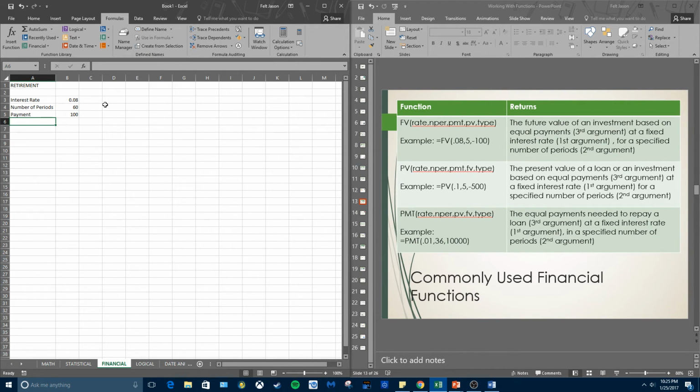If I already had money in there, but I don't have present value. I just want to see in 60 months what the future value would be. I put in $100 a month at 8% interest rate. So future value of this investment. So we're going to do equal FV rate, comma, number of periods, comma, B5.